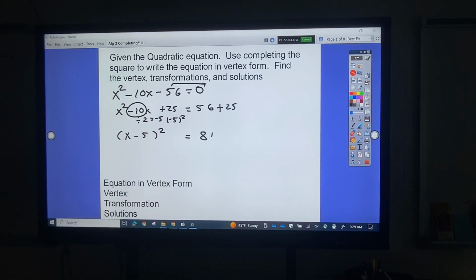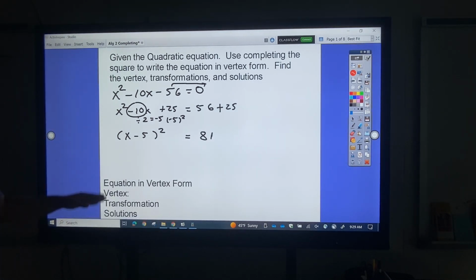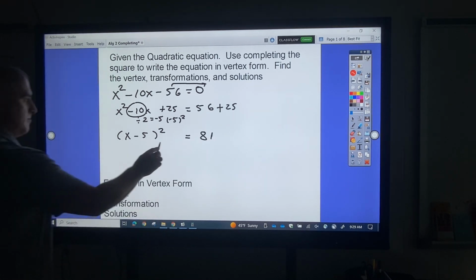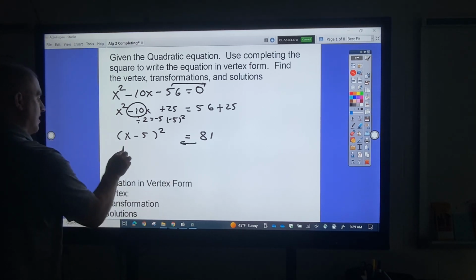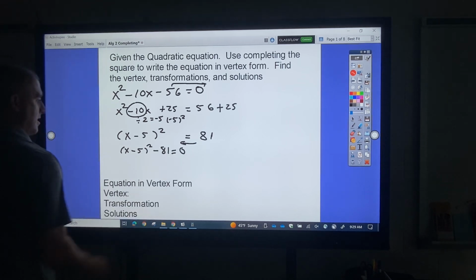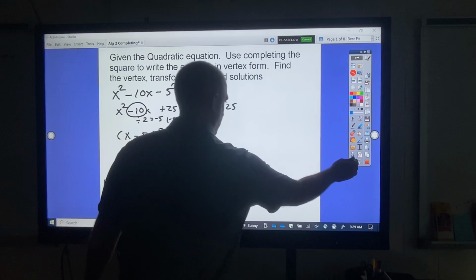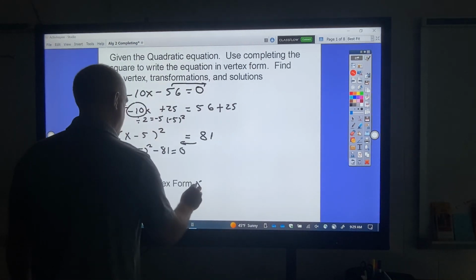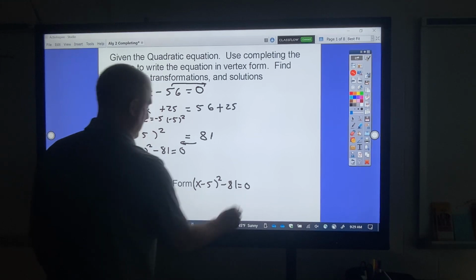Now I'm going to pause there for a second. To get the equation in vertex form, what I would do is move that 81 back. So this is what my equation looks like in vertex form. But equals 0, equals y, doesn't matter.